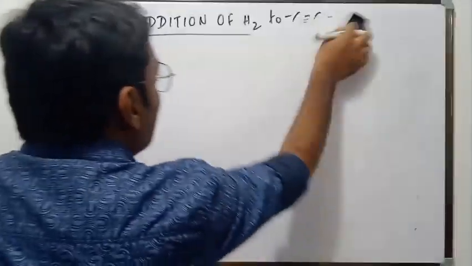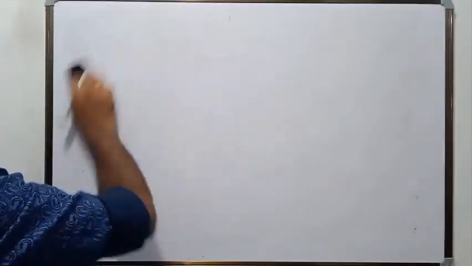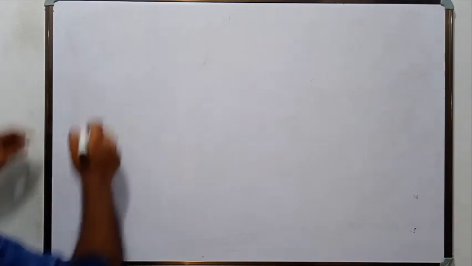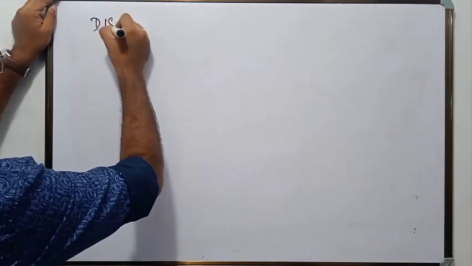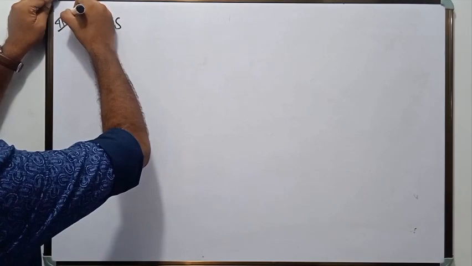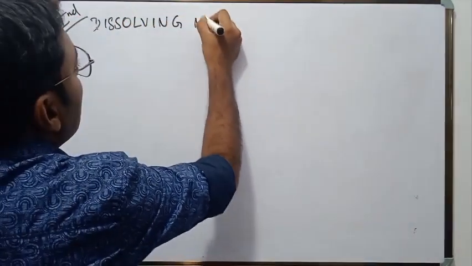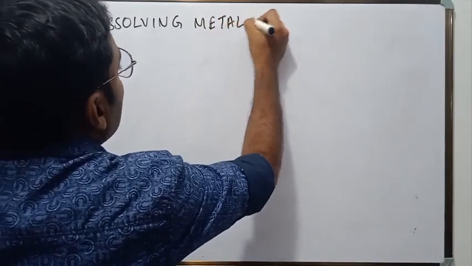Let us go to the second method by which we can prepare alkene, that is dissolving metal reduction. Second method, dissolving metal reduction. What happens in this? Let us see.